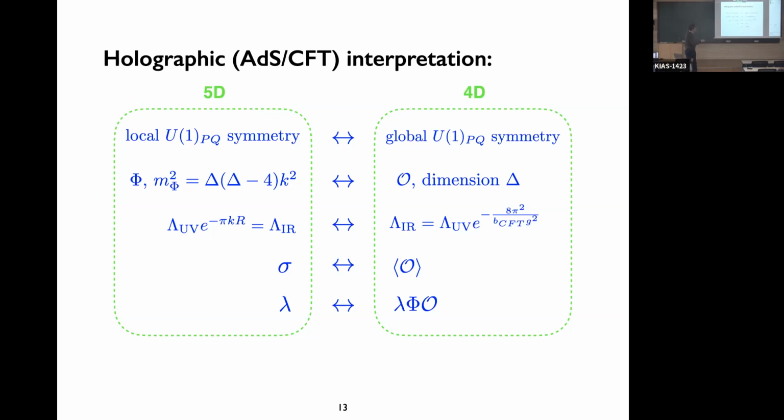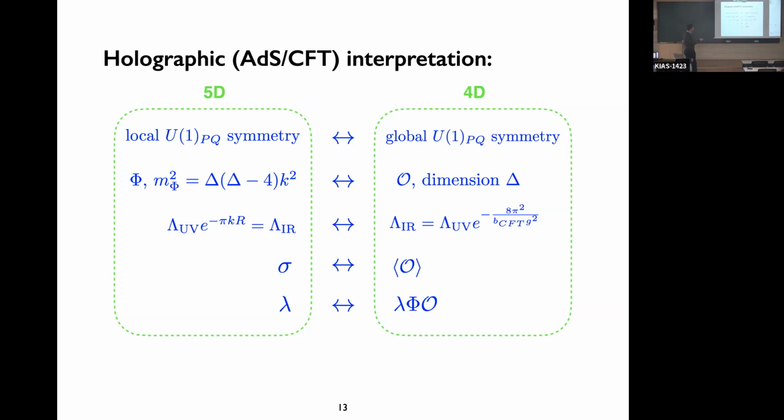I was trying to mimic a global Peccei-Quinn symmetry in 4D, which is actually a local symmetry in the bulk. I didn't give you those details, but that Peccei-Quinn in the bulk was actually a local gauge symmetry. I did tell you about the mass squared being delta minus 4, but now I can tell you why I chose that parameterization, because delta actually corresponds to an operator on the CFT side. It's actually the dimension of the operator.